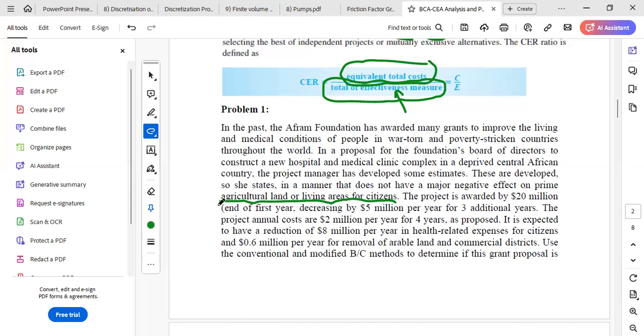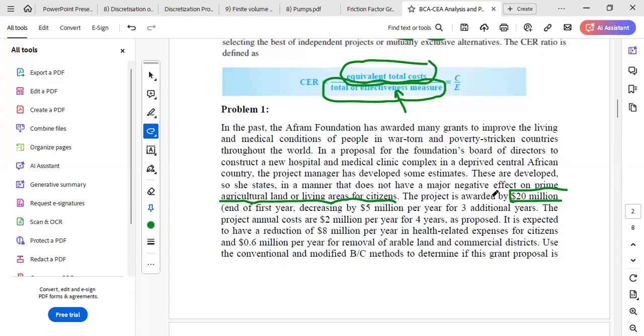While for benefits, you will consider, of course, the hospital opportunities for people, and all the advantages they can benefit from. So the project is awarded $20 million, divided in the following way: end of first year, decreasing by $5 million per year for 3 additional years. And then the project annual costs are 2 million per year for 4 years as proposed. So first we can consider that this is our investment. Okay, this is the award. It's the investment that we are putting in the project.